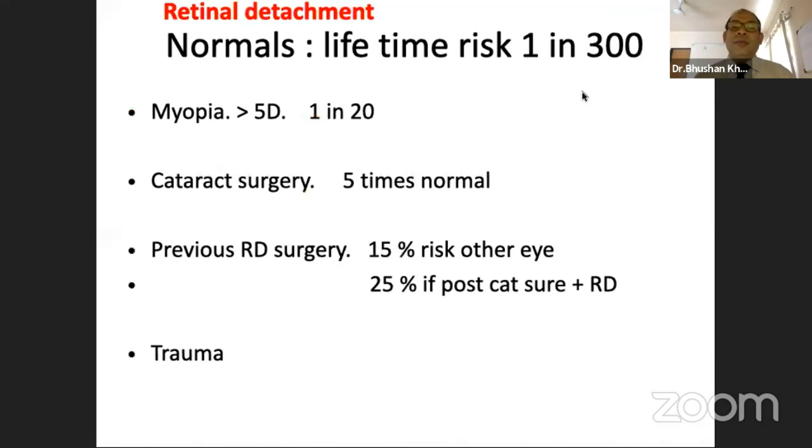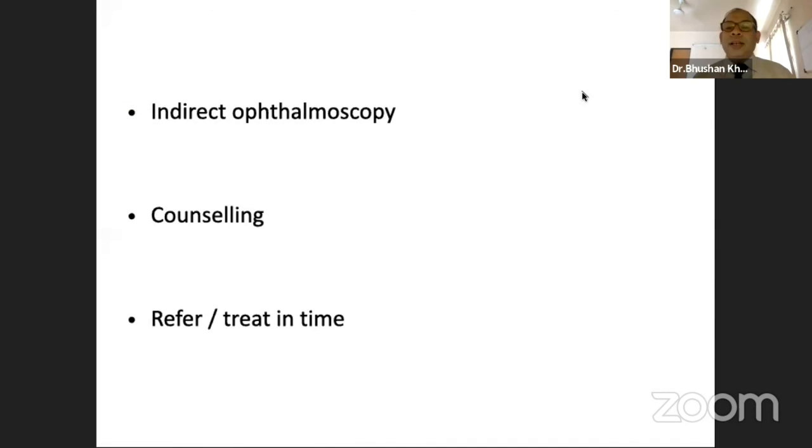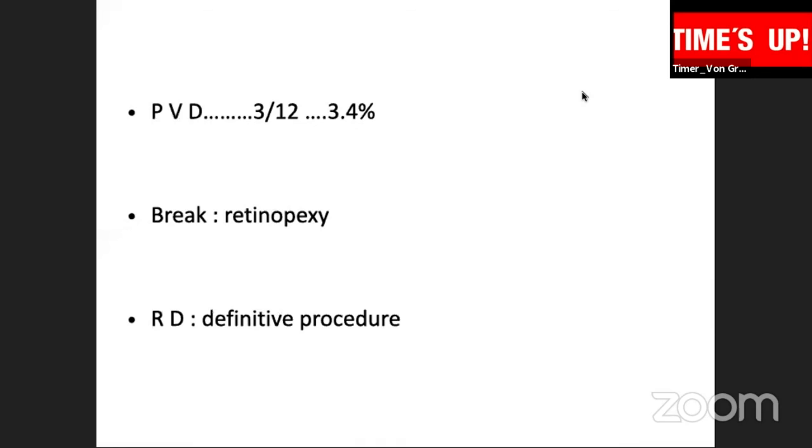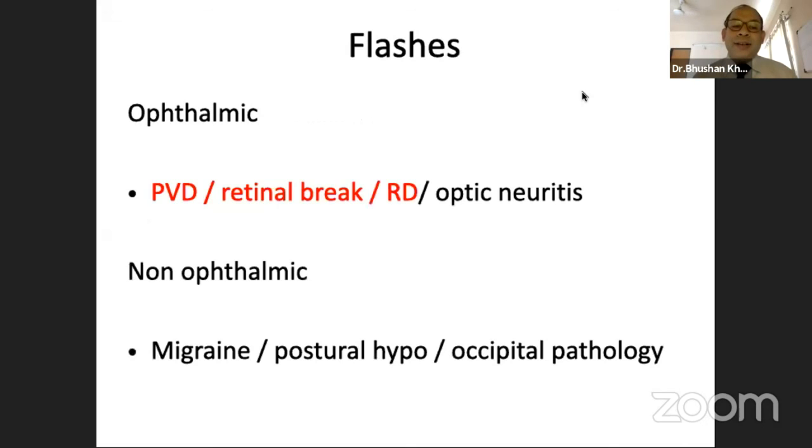Higher risk category of individuals, such as high myopes, post-cataract surgery, or those with a history of retinal problems earlier, need to be looked into. Again, to emphasize: indirect ophthalmoscopy, good counseling, and to refer or treat these patients in time, very, very important. Posterior vitreous detachment needs to be followed up again after 2 or 3 months to make clear that there is no pathology present. A break, if in an attached retina, can be treated with retinopexy, or a definitive procedure may be done for a retinal detachment.